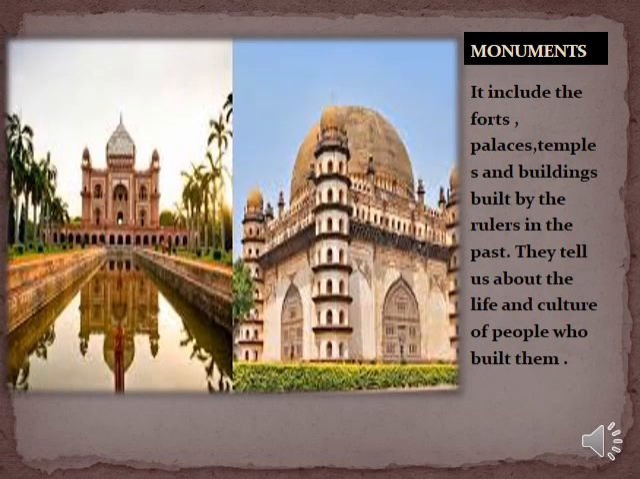Now we have monuments. They include the forts, palaces, temples, and buildings built by the rulers in the past. Beta, monuments are the historical buildings which were built in the past, thousands or hundreds of years back. They were built by many Mughal rulers or by different rulers. They tell us about the life and the culture of the people who built them. You can see the difference between the buildings which were built in the past and now; there is much difference. Through this you can understand how the people in the past used to live. Accordingly, they used to build their forts and their palaces. Through this also we come to know many things about our past, or we can say about history.